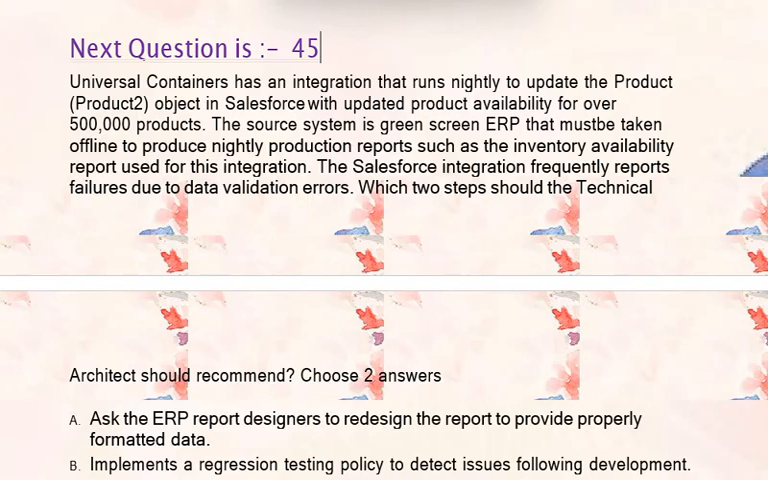Question: Universal Containers has an integration that runs nightly to update the Product2 object in Salesforce with updated product availability for over 5 lakh products. The source system is a green screen ERP that must be taken offline to produce nightly production reports, such as the inventory availability report used for this integration. The Salesforce integration frequently reports failures due to data validation errors. Which two steps should the technical architect recommend?